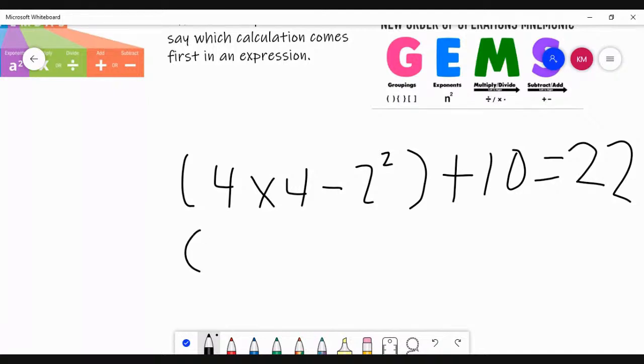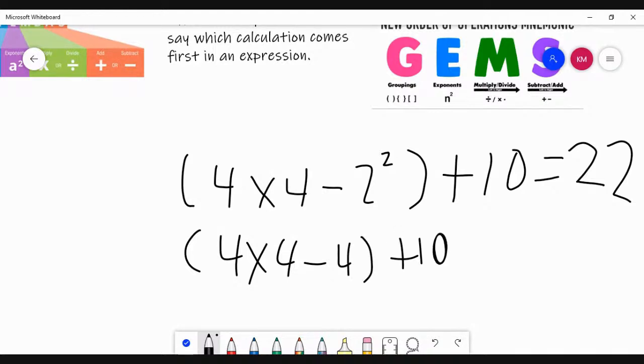So now in the parentheses, I have 4 times 4 minus 4, plus 10 that is on the outside of the parentheses, everyone. Now, still within the parentheses, we have 4 times 4, and we also have 4 minus 4. Based on the order of operations, we must multiply or divide before we add or subtract. So now, 4 times 4 gives me 16. Subtract the 4, plus 10.